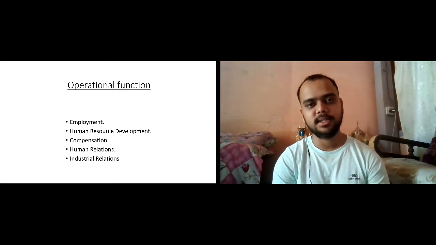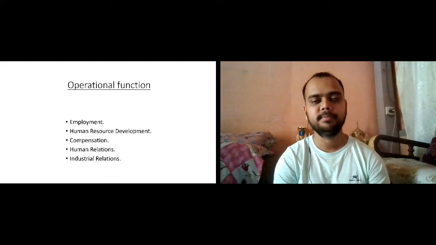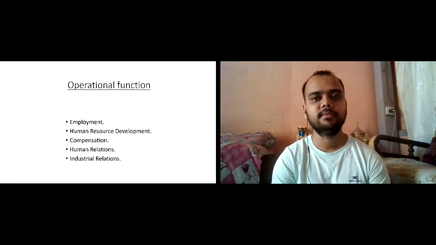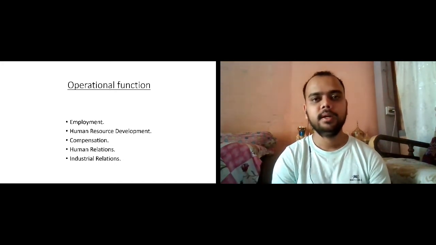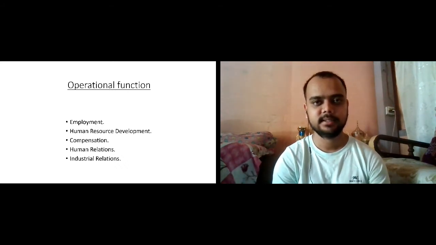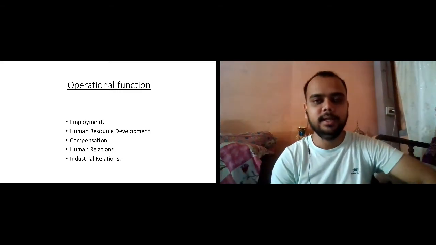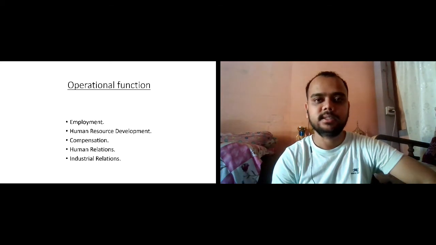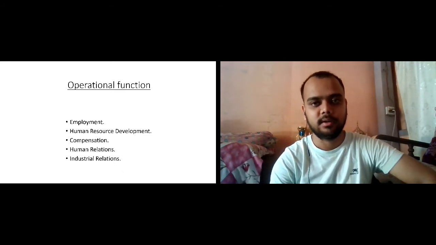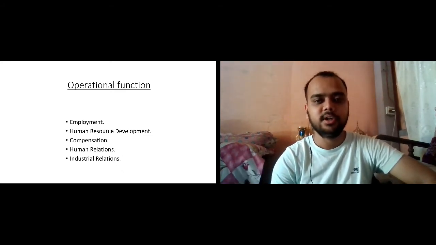Now, under operational function, with the aid of human resource management, you can provide employment. So this is the first part. Second, human resource development. Once you have recruited a new employee, or once you have posted a new employee in the organization, then you have to identify whether that person is fulfilling the required demands of that organization or not. If he is not meeting them, then you have to provide him certain types of training and developmental programs.